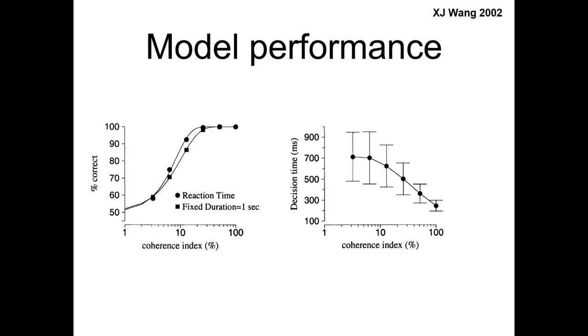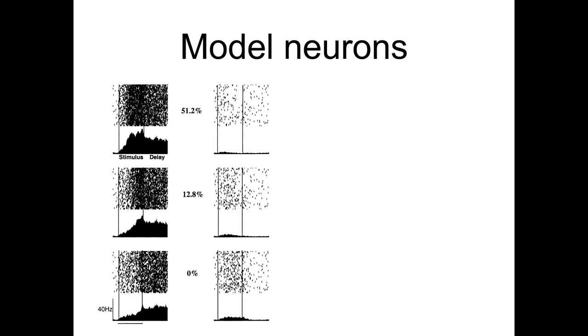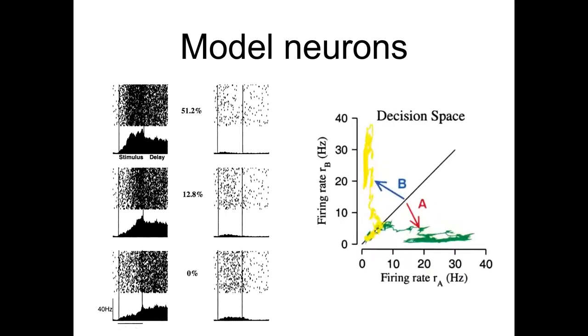And we can look at the behavior of the neurons in the network. Here I'm just showing you two example neurons from group A and group B. And you can see when the motion strength is really high, if we look at the neuron that receives the stronger input, you can see a very fast rising phase. But the other group of neurons shows very weak response. If the motion is weaker, you can see a slower rising phase, and even slower for the 0% case. If we plot the firing rate for these two neurons, you can use this trace as the dynamics of a decision making process.